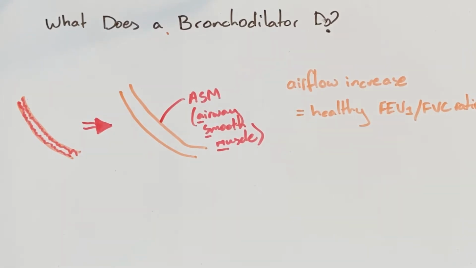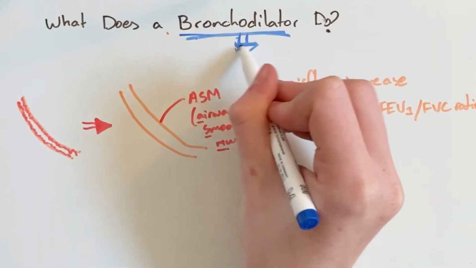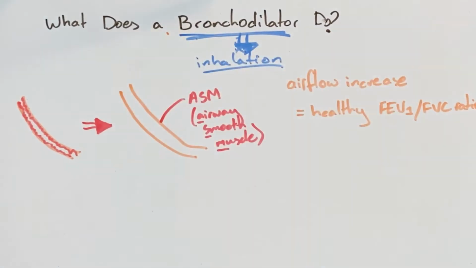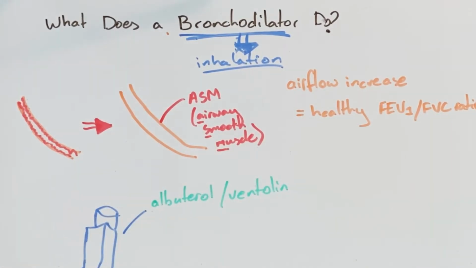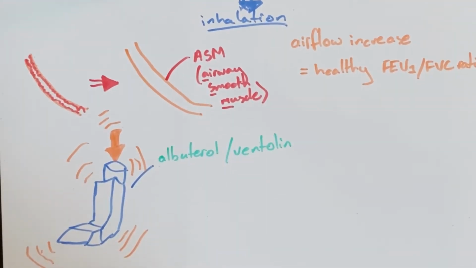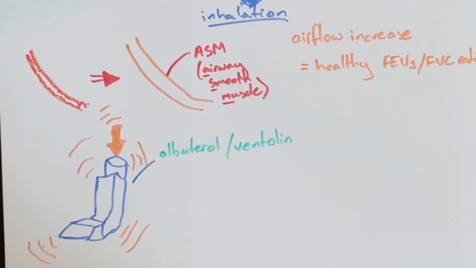The preferred method of delivery of a bronchodilator is via inhalation, as this minimizes systemic effects and allows a fast uptake into the body. Albuterol, also known as salbutamol and marketed as Ventolin, is one of the most common, and to use it you simply give it a shake, exhale, then inhale deeply while pressing down the button on the top to release a puff of albuterol into your lungs.